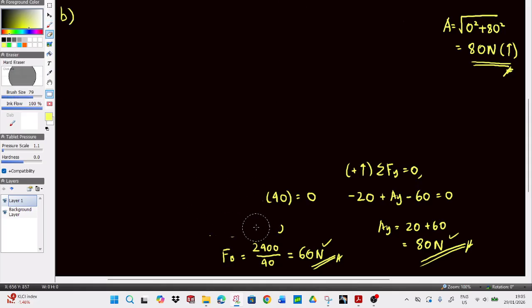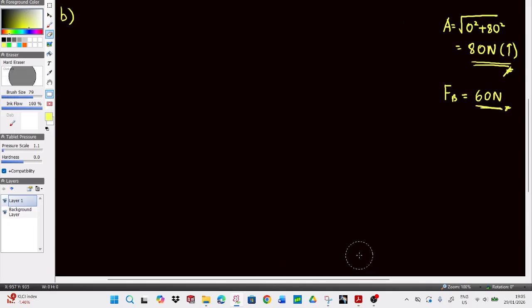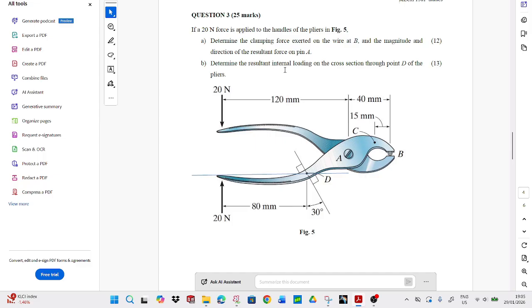I'm just going to keep the answers from FB and for A, the resultant force for A and FB, in case we need them for the later part of the question. This is from part A, by the way. Okay, so I'm going to erase this. The question asks us to determine the resultant internal loading on the cross section through point D of the pliers.